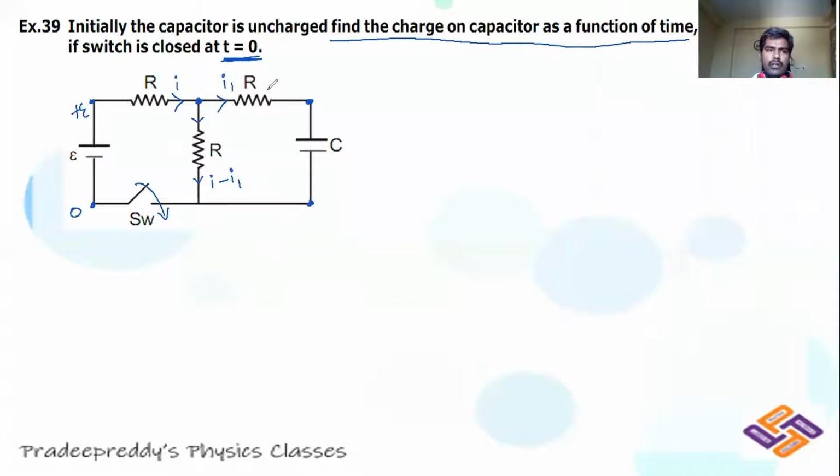Now as this goes on, when you switch on this key S, after some instant of time the capacitor gets charged. Its charge will increase, and finally this capacitor acts as an open switch. So there will be current only in the circuit of this resistor as well as this resistor. Now what are you supposed to find? You should find the charge on the capacitor, Q of t. So with respect to time, how does the charge vary? That's what you are supposed to find.